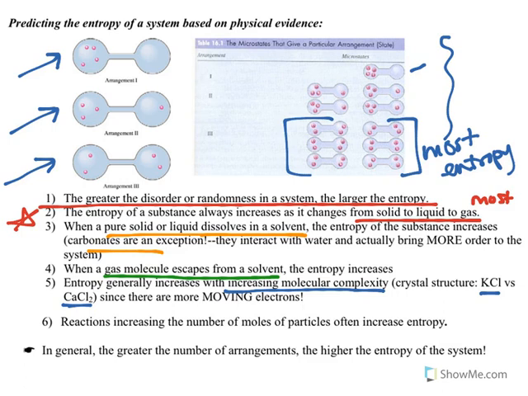And then finally, we can also look at reactions. Increasing the number of moles of particles is oftentimes going to increase entropy. So in general, we can look for that, but with all of these factors, we sometimes have to look at multiple things happening at once. So we'll look at some other ways to more quantitatively determine this. In general, though, the greater the number of arrangements, the higher the entropy in the system. So again, the more microstates that we could have, the more entropy, the more disorder in that system.